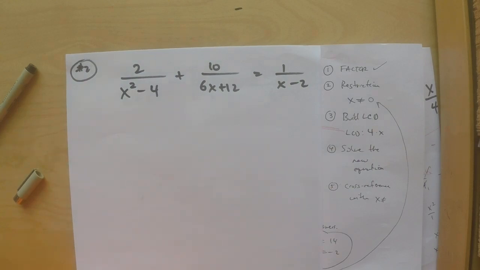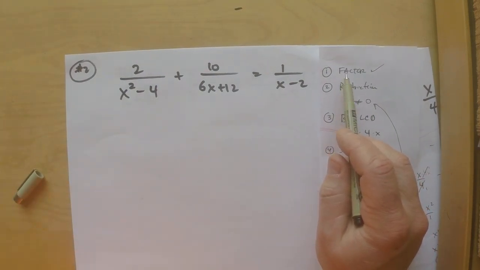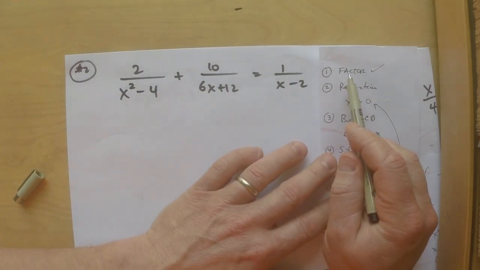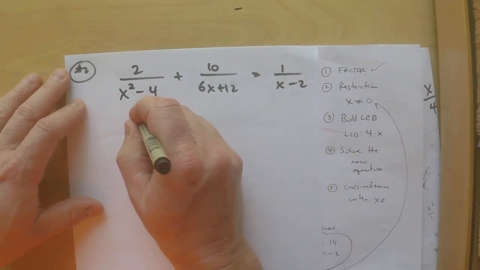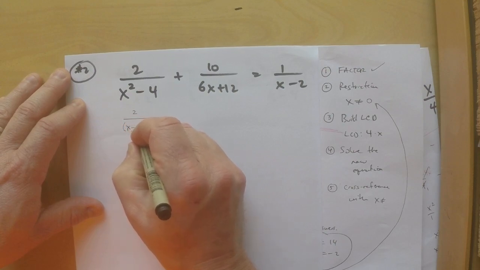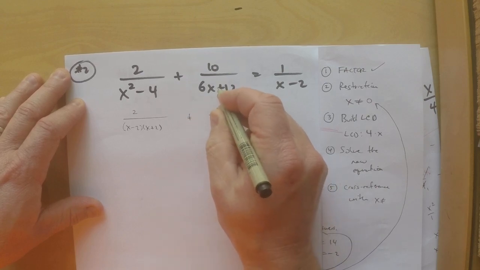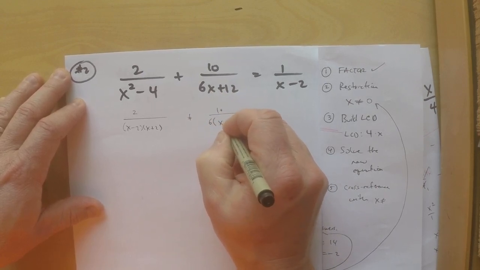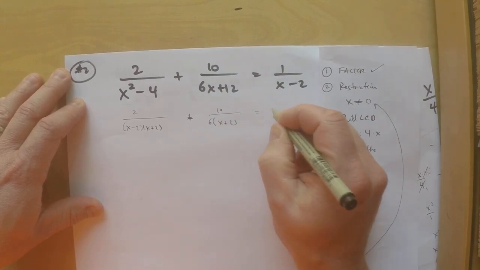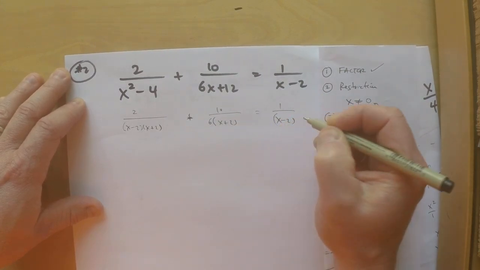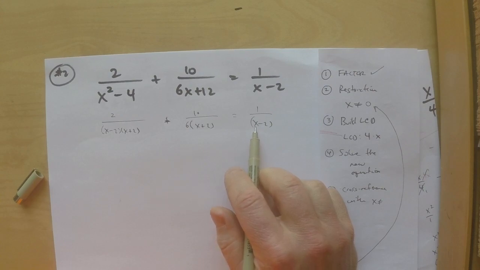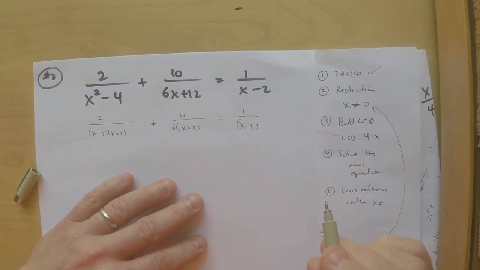Okay, so I think of Star Wars. I'll tone it down a little bit. As I'm doing this, it's like a battle is going to ensue. So you factor first. This factors as a difference of squares. 10 I'm going to leave alone. 6 I can factor out a 6 into an x plus 2. On the other side, nothing factors, so I'm going to leave that in brackets. So I've factored it. Now I build my LCD.